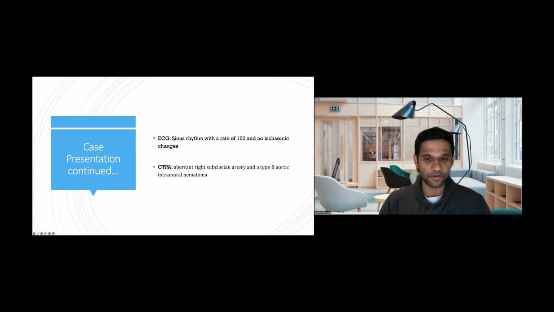We did an ECG also, which showed sinus rhythm, which was sinus tachycardia with a rate of 100 beats per minute with no ischemic changes. The CTPA didn't show a dissection, but it showed a type B aortic intramural hematoma on the background of an aberrant right subclavian artery.